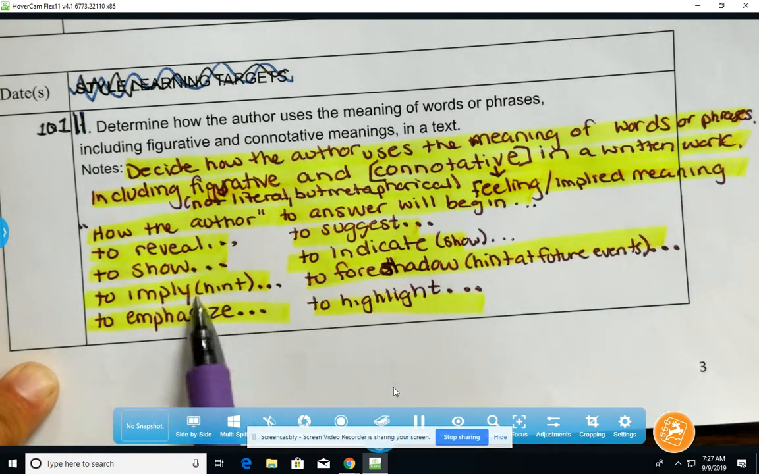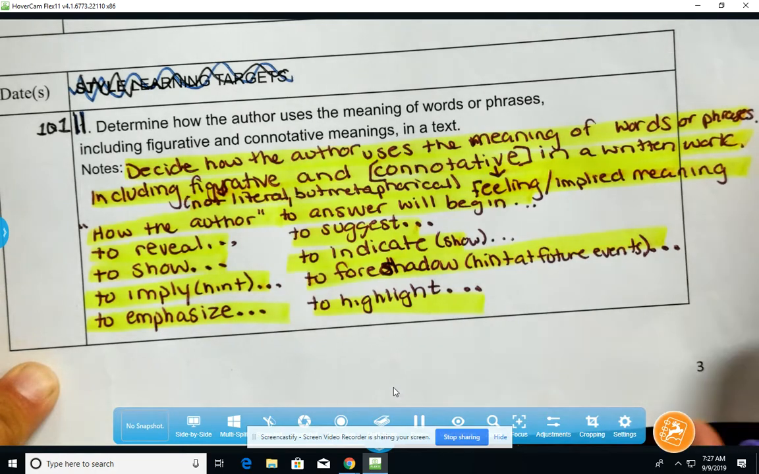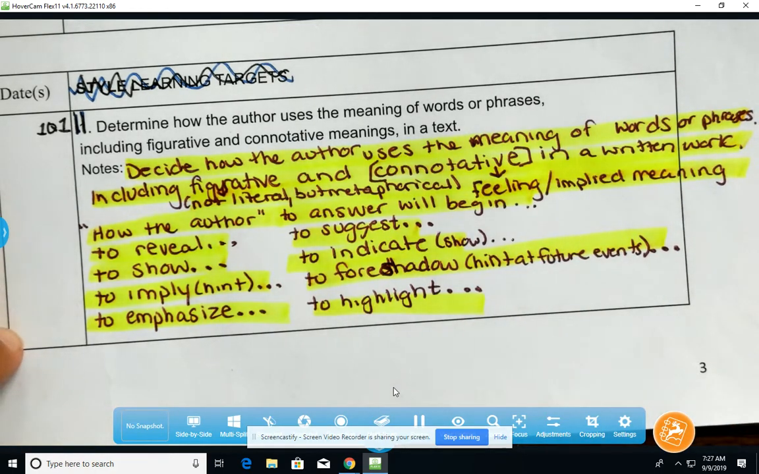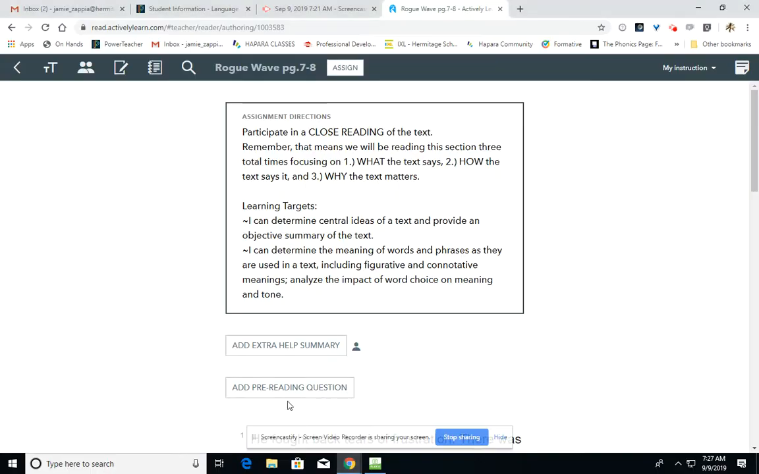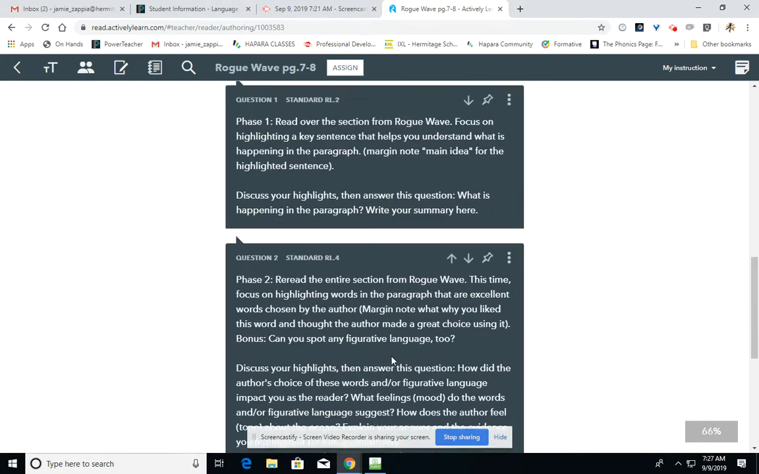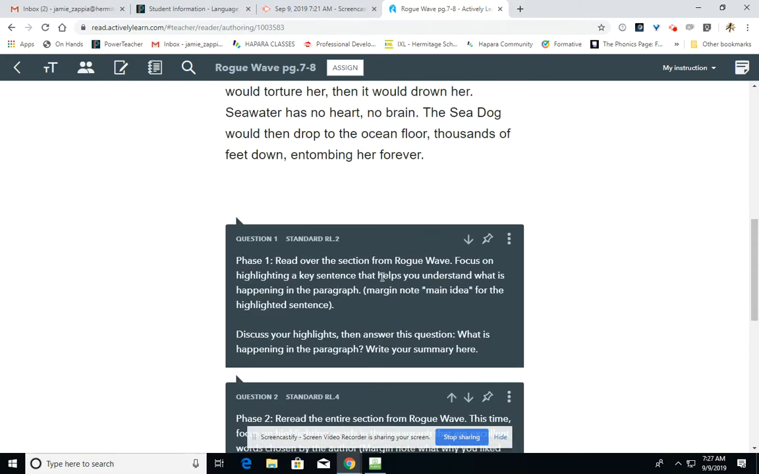So you're going to have to begin with one of these type of areas in order to explain that question. That is going to come in our second phase of reading. Our first phase is focusing on that summary. So you're going to read the section. You'll highlight a key sentence that you think helps to give you the main idea for each of those paragraphs.